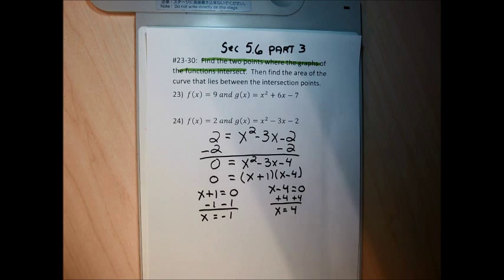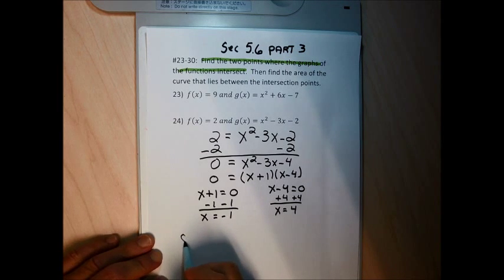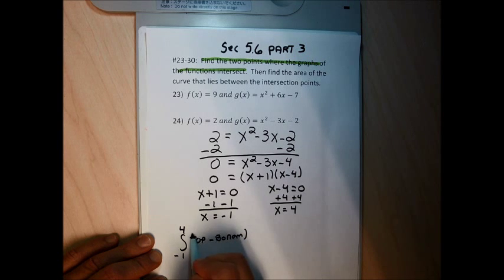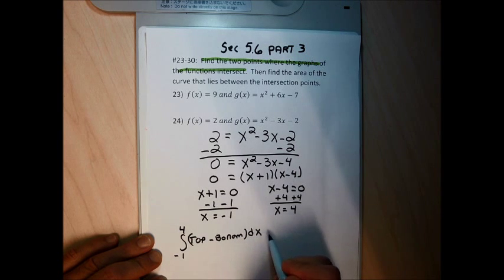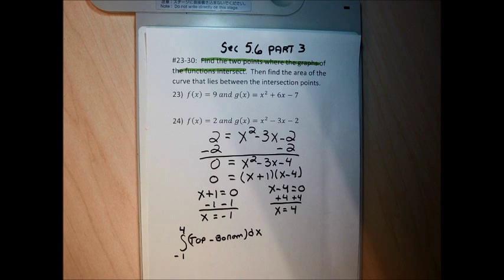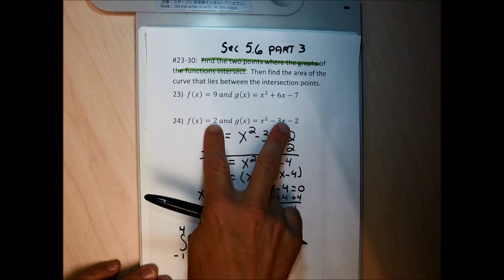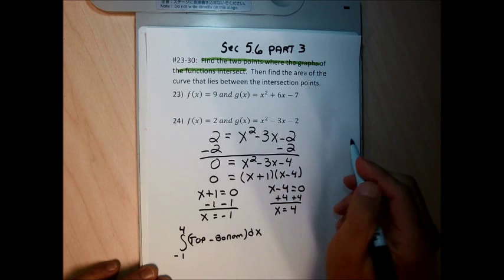So what I'm going to eventually do, I'm going to integrate between negative 1 and 4, the top function minus the bottom function dx. What I'm going to need to do is, over the window between x equal to negative 1 and x equal to positive 4, figure out which of these is the top function and which is the bottom function. So I'm going to pull out my calculator and sketch a graph.